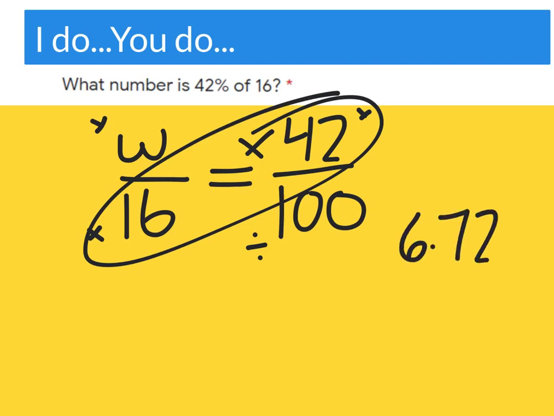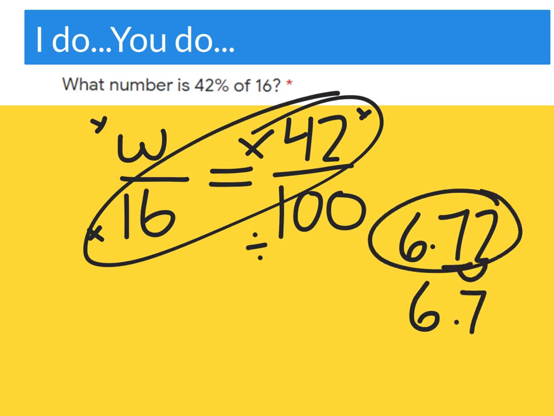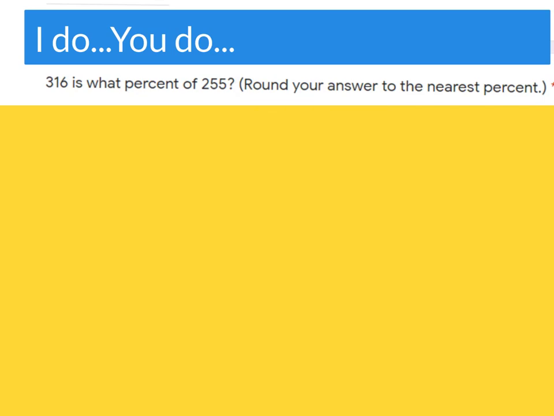Not sure if it asks you to round. If it asks you to round to the nearest tenth, there's the tenth place, so you look behind it, so it would be 6.7, but 6.72 is your full answer. Second one, I'll start out with the algebraic equation.